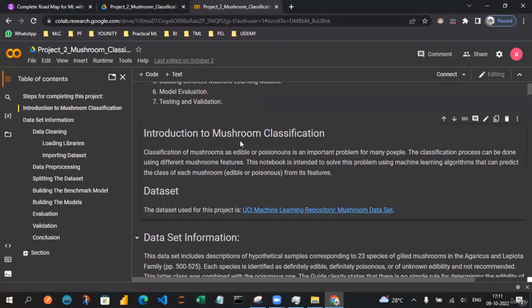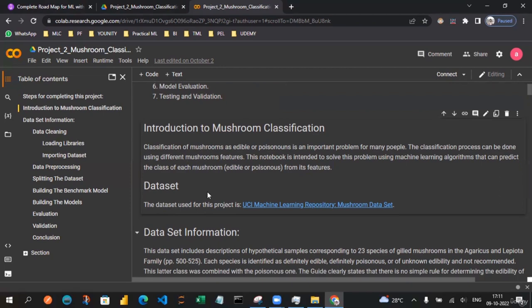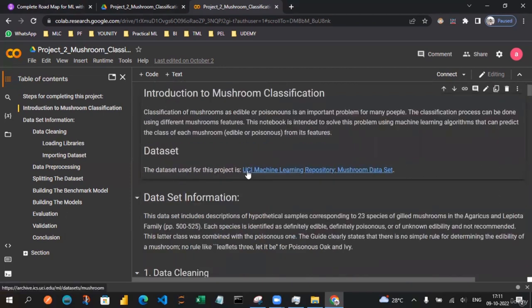So which are two important problems for many people. The classification process can be done using the different mushrooms as the features. So what happened, we need to classify which mushroom it is. So there is the data set from the UCI repository.